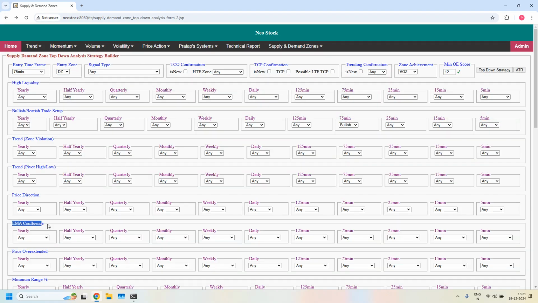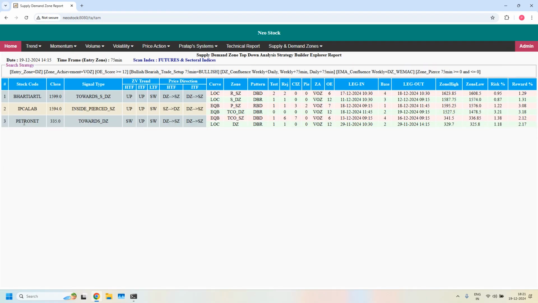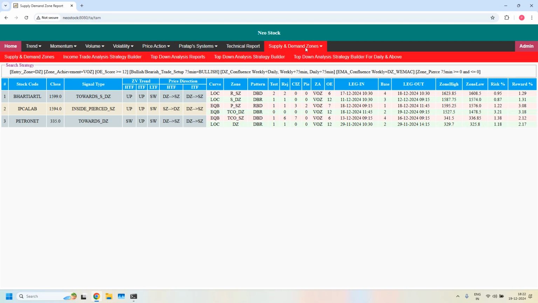Let us verify. In the EMA Confluence weekly time frame, weekly demand zone with weekly EMA Confluence, we got 3 stocks. Ignore the third one because it is sideways trend, ignore. And the first one and second one are even more high probability trade setup supported stocks. So this is about the bullish trade setup for weekly income trade.